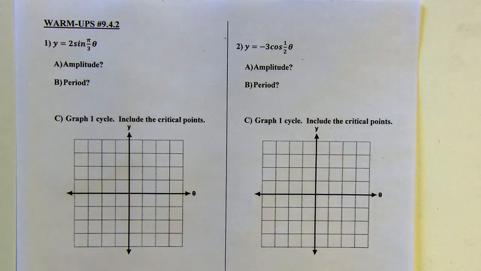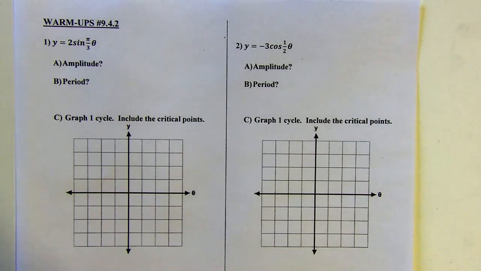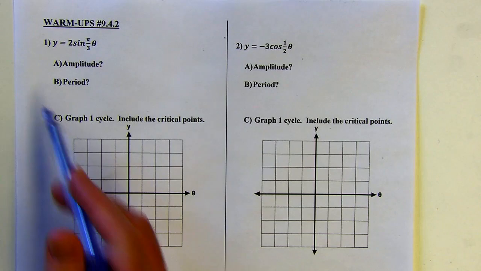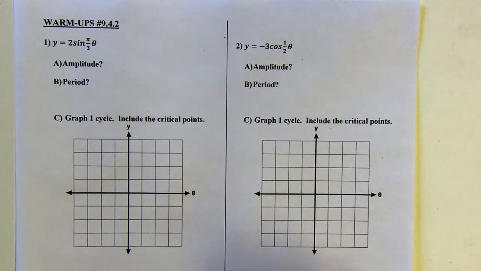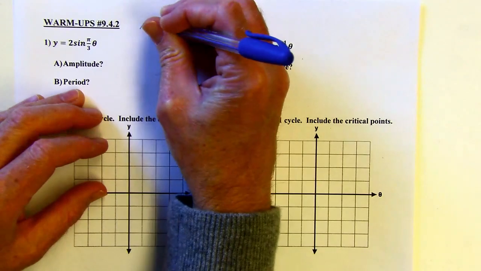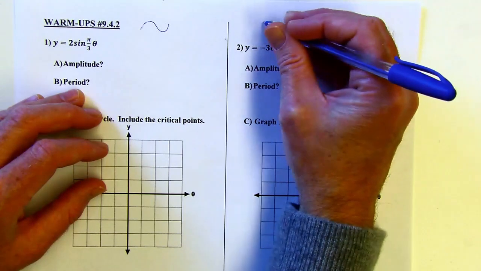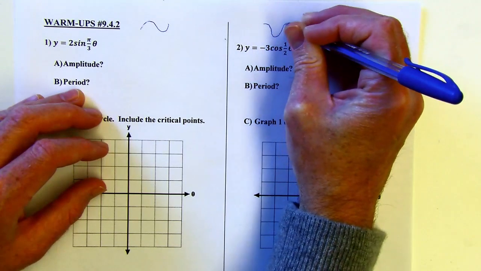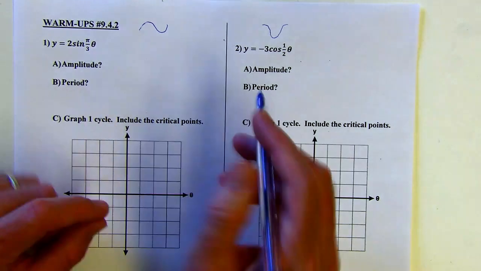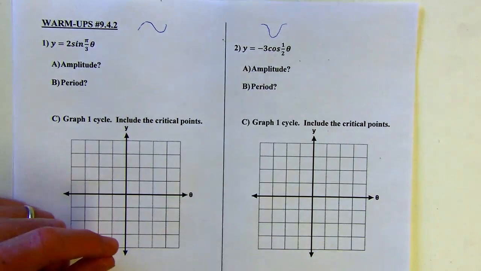Okay, here's warm-up 9.4.2. I'm going to graph some trigonometric functions here. I've got a sine function and a cosine one. So you have to know what the parent graph for these two functions looks like. Just in a nutshell, a sine function is going to be kind of an S-curve like that, and a cosine function would be sort of a little valley looking thing, although there's a reflection on this one, but we'll get to that in a minute.